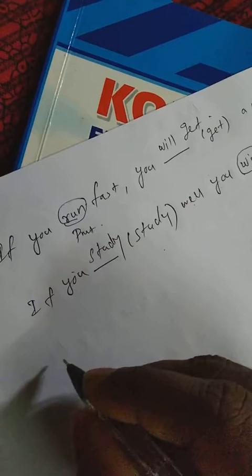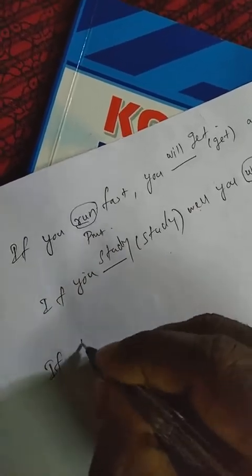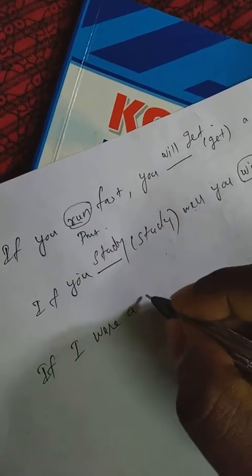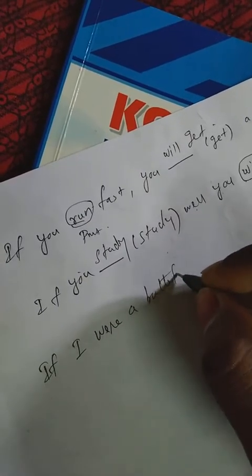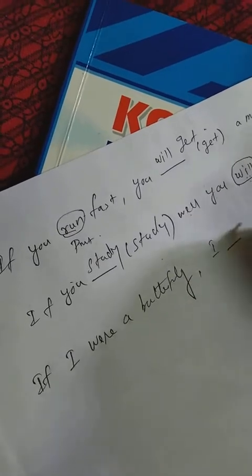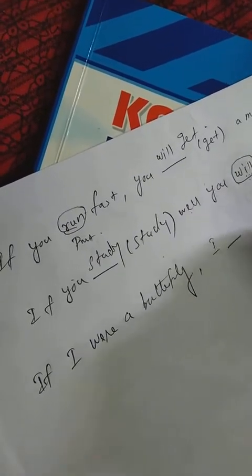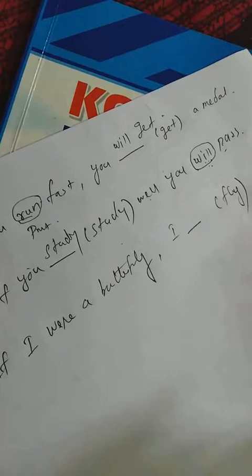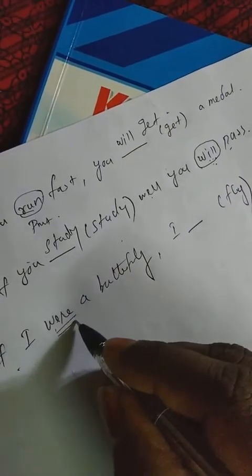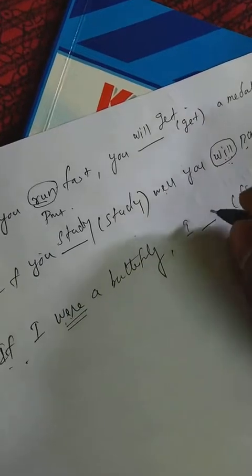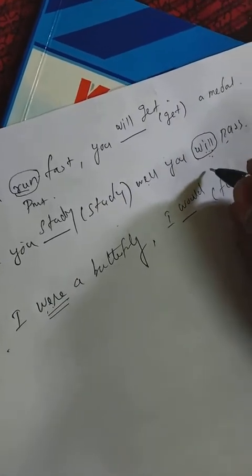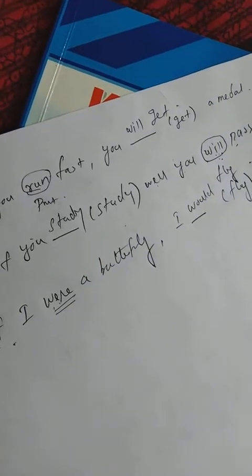Okay, improbable condition. If I were a butterfly, comma, I, in brackets, in such a way they will ask, I dash fly. So if plus were, that means if plus past tense, you have to use would. So what is the verb here? Fly. You have to use the present form of the verb, that is, I would fly.